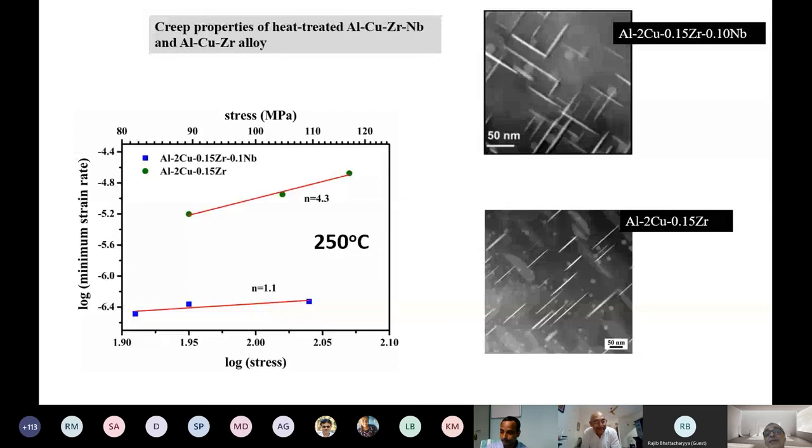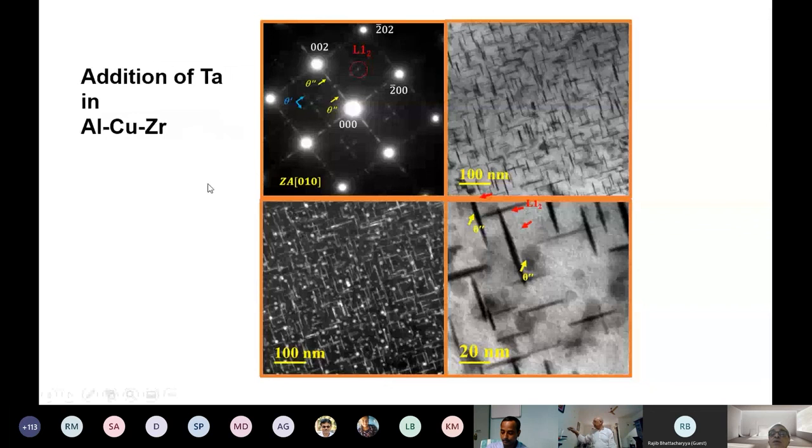But I'll show you the reason, not with niobium, but a similar effect happens when we add tantalum instead of niobium. So this is a story of tantalum. If you add tantalum to aluminum, copper, zirconium, you will get identical microstructures. The L1_2 ordered precipitate, and on it you nucleate the theta prime plate, and you increase the strength.